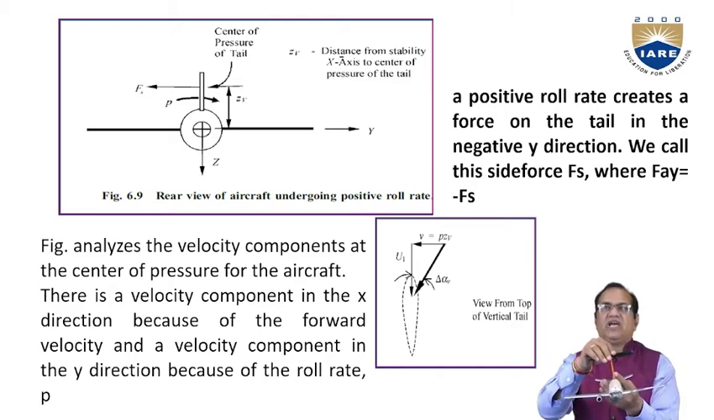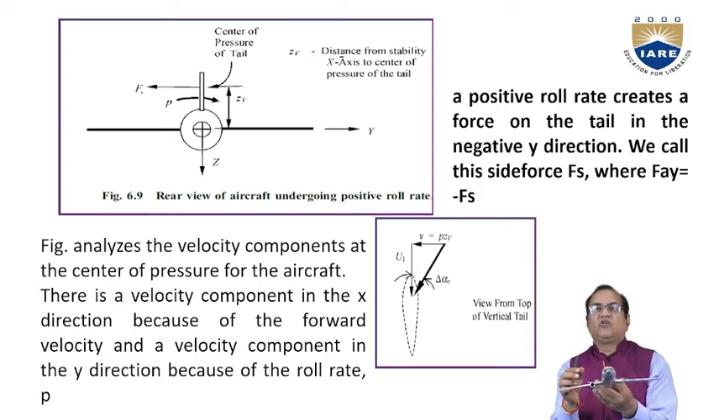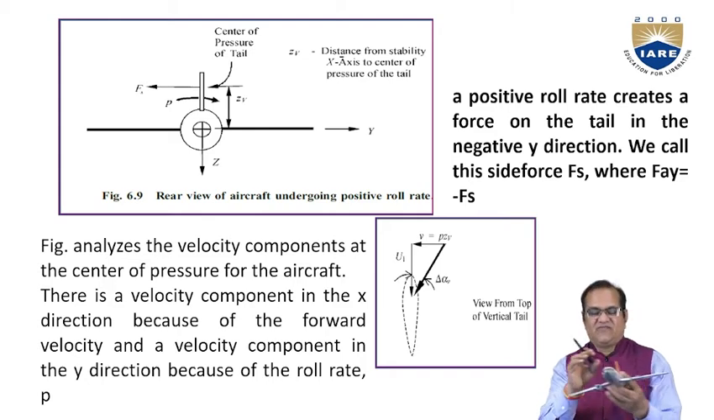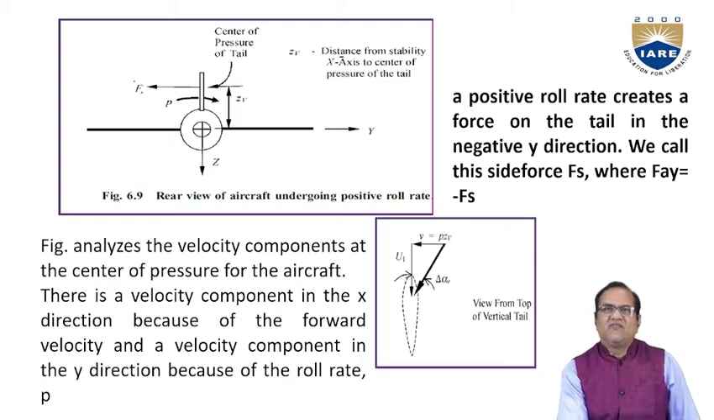Just now I have shown. We call this side force Fs, where Fay is equal to minus Fs. So a negative force, minus Fs, is generated. You can see in this diagram also, if it is rolling like this, a force Fs will generate in this direction. The center of pressure of the tail is here, and this force times ZV means Fs times ZV, and this direction will be what?